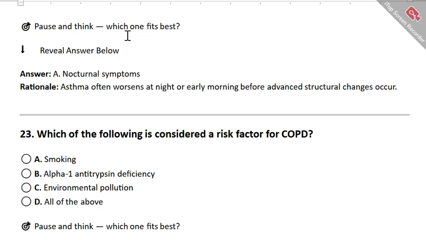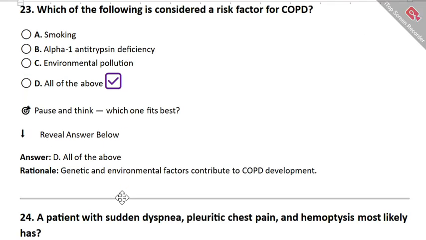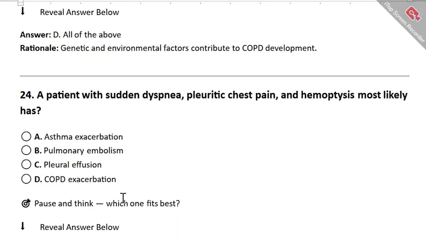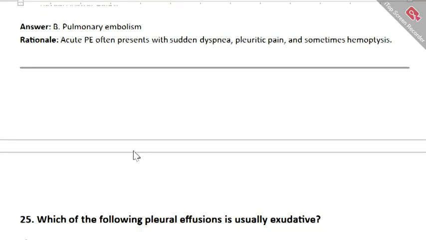Question number 23. Which of the following is considered a risk factor for COPD? Correct option is option D, all of the above. Let's move to the next question. A patient with sudden dyspnea, pleuritic chest pain, and hemoptysis most likely has. The correct option in this scenario is option B, pulmonary embolism. Let's move to the next question.